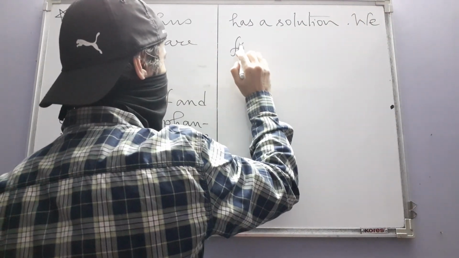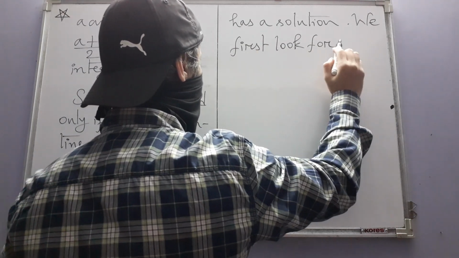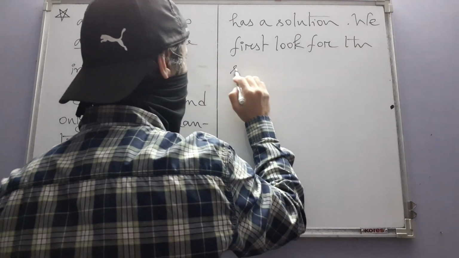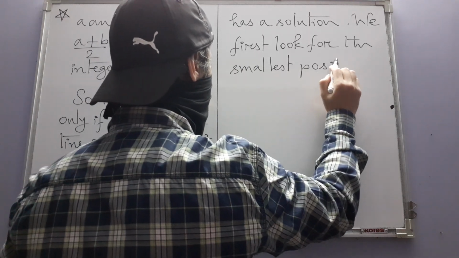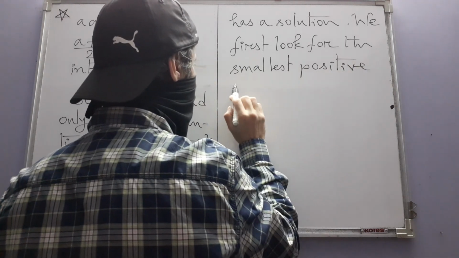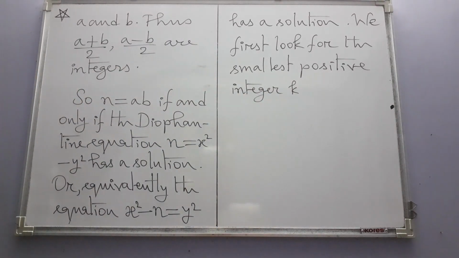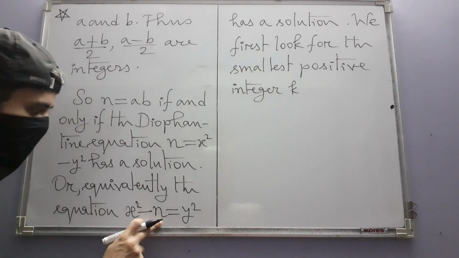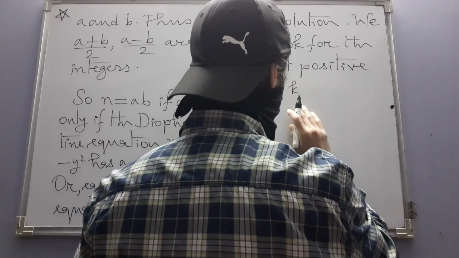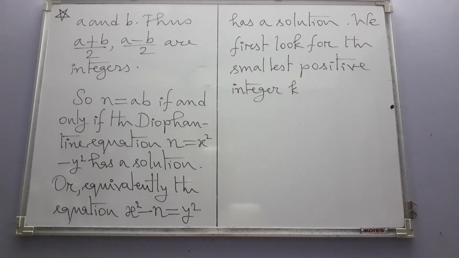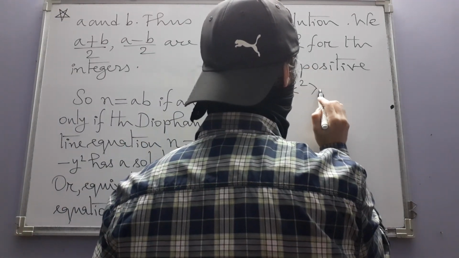B, first look for the smallest positive integer k such that k squared minus n... okay, let me just write like this first. That will come afterwards, what k square minus n is, but first of all k square needs to be greater than or equal to n.